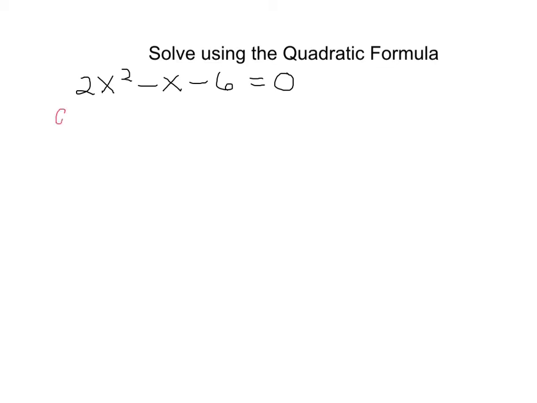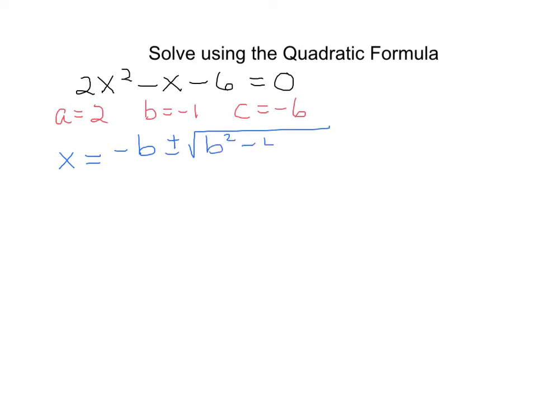So we can now go and identify a of 2, b of -1, and c of -6. And then we're ready to use the tool called the quadratic formula. So just to remind us, that tool says that the x values would equal the opposite of b, whatever the b number, opposite sign, plus or minus a big square root with a b squared minus 4ac underneath it, and then a big fraction bar underneath everything, 2a.